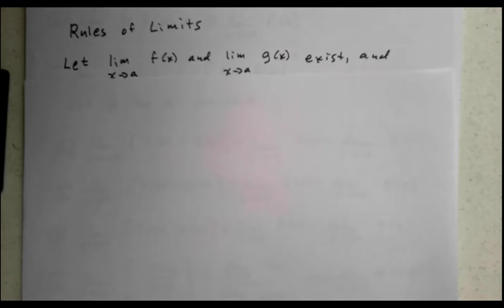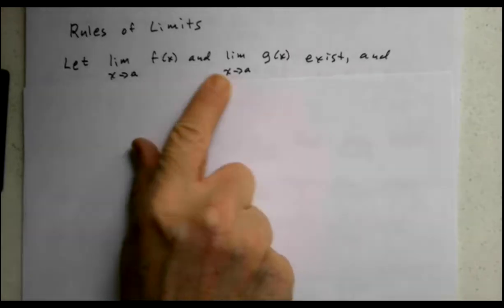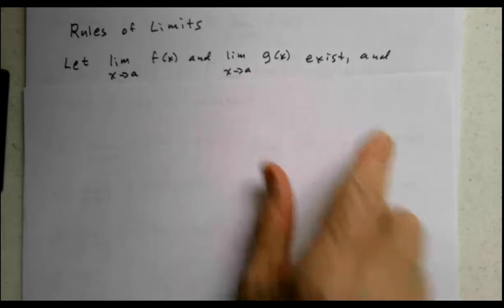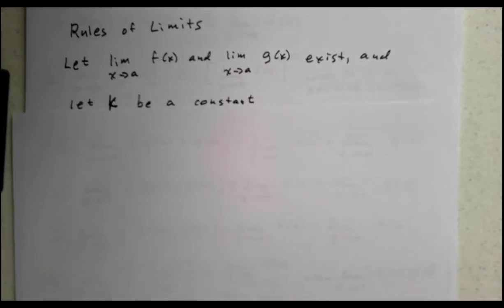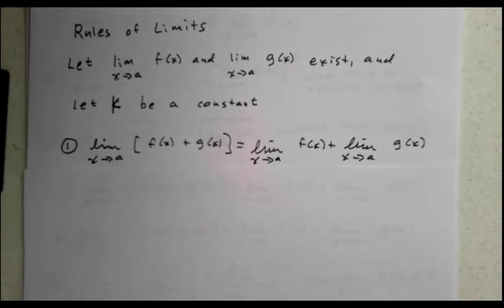This is a somewhat formal look at rules of limits. Try not to be too intimidated. There's a few basic facts we're going to get from this lesson. But here we go. If the limit as x approaches a of f of x and the limit as x approaches a of g of x exist, they both exist, and we're going to let k be a constant. If that is the case, then here are some rules that we can use.